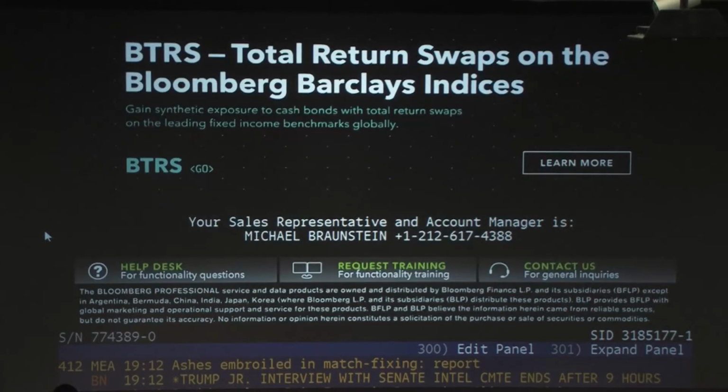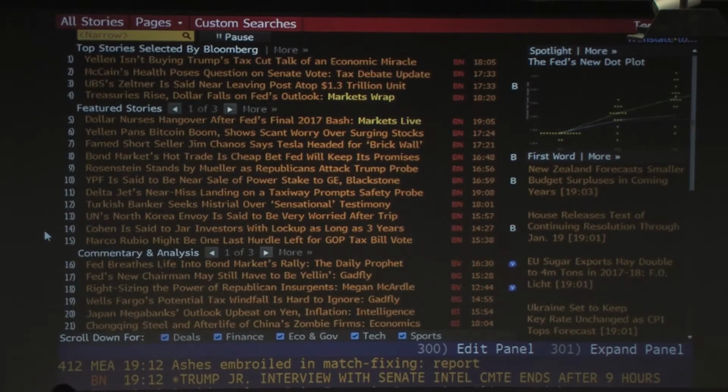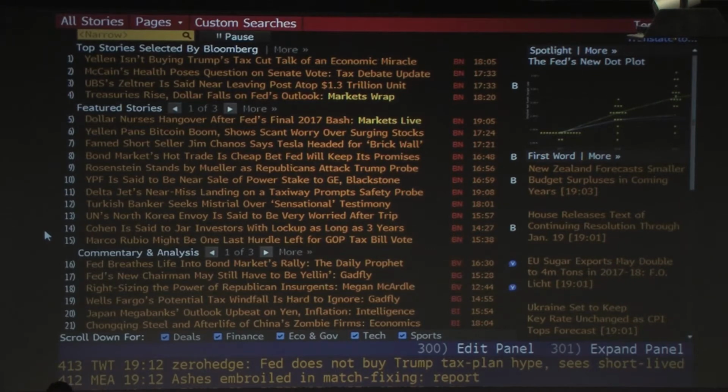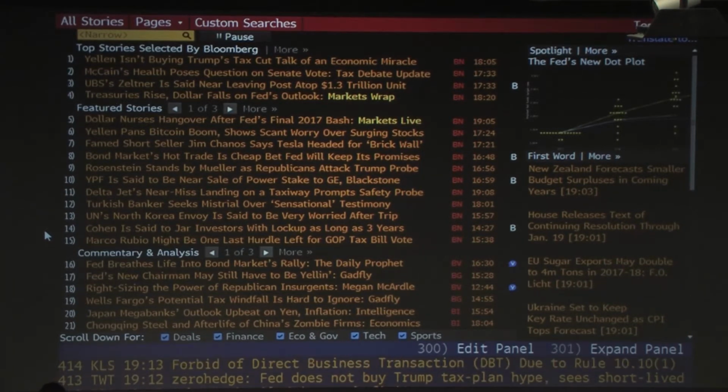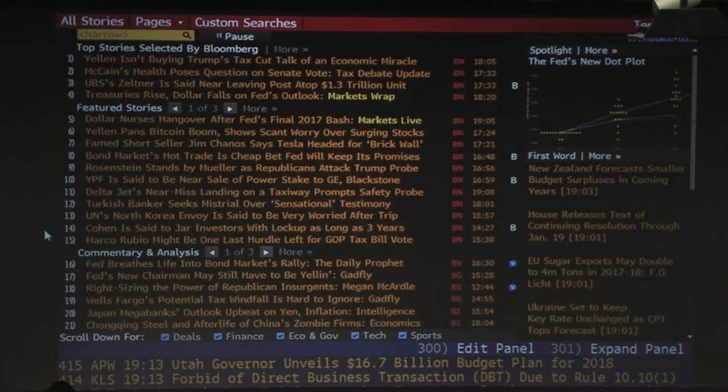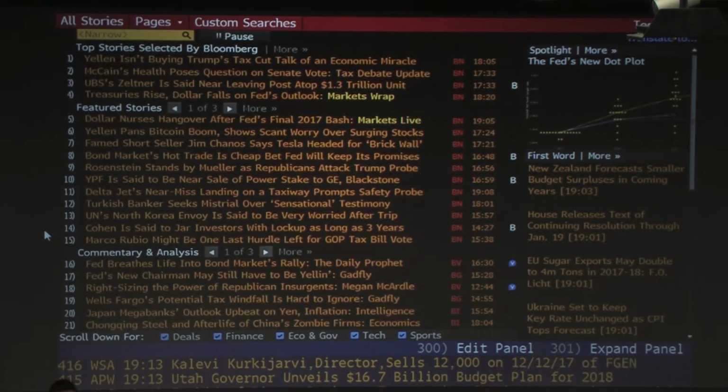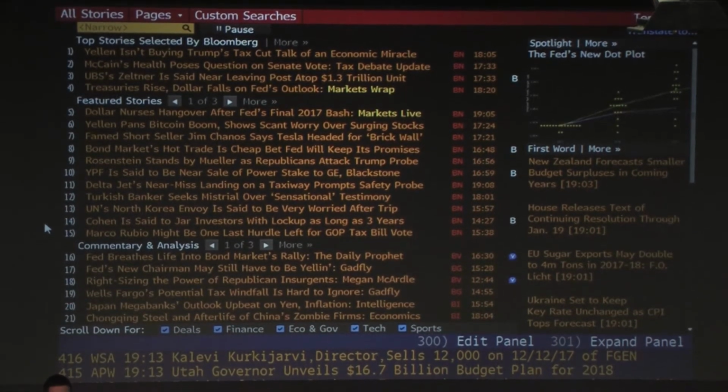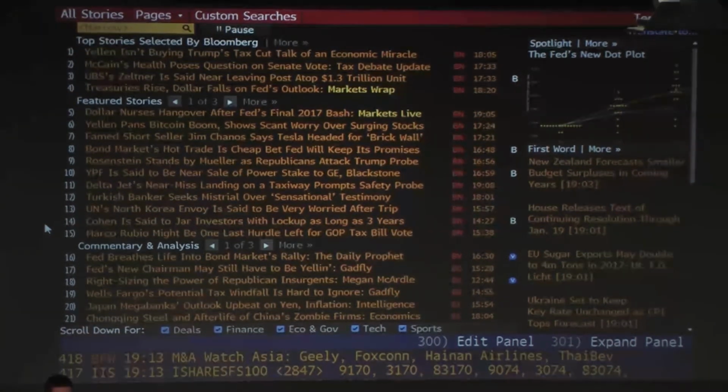So if we write news and hit enter or the go key, you'll have your news page. It's categorized into different ways. We have the top stories selected by Bloomberg. Bloomberg will aggregate all the news across the world. They have their own news service, and they have news from all different outlets. Anything you can see on Fox or Washington Post or CNBC, they put into their format and upload it to the terminal.